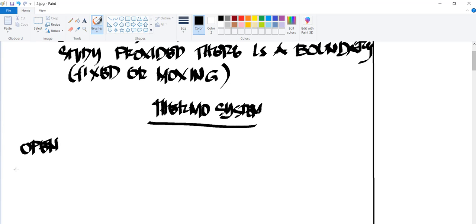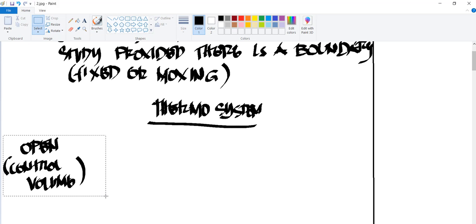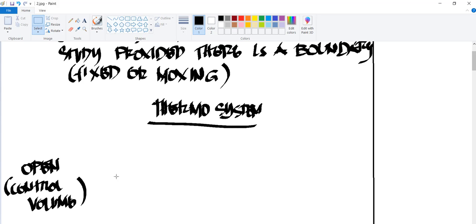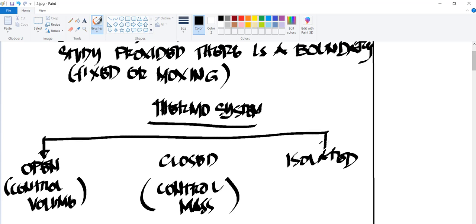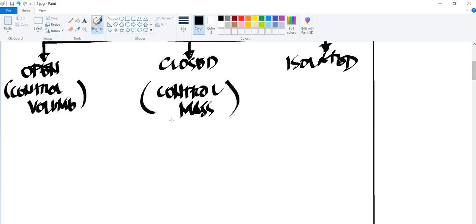Open system. So that is control volume. Then we have closed system, which is a control mass. Then we have your isolated system. Okay. So those are the types of systems that we have in thermodynamics.